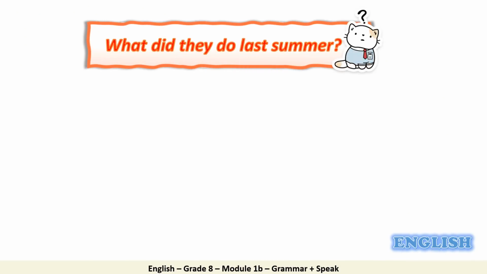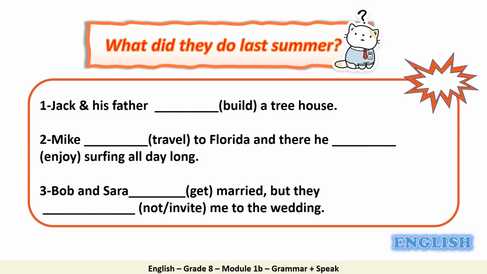Let's do some questions together to see how much you remember. What did they do last summer? In this activity, you are going to use the past simple and correct the verbs in brackets. Number 1. Jack and his father a tree house. Excellent. Jack and his father built a tree house.